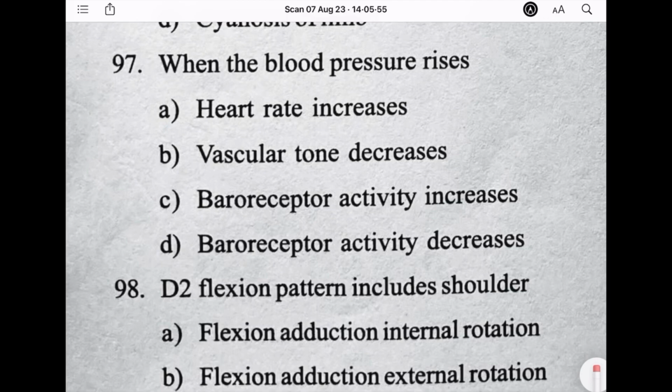So question number 97, when the blood pressure rises, options are heart rate increases, vascular tone decreases, baroreceptor activity increases, or baroreceptor activity decreases. So correct answer is C, baroreceptor activity increases.